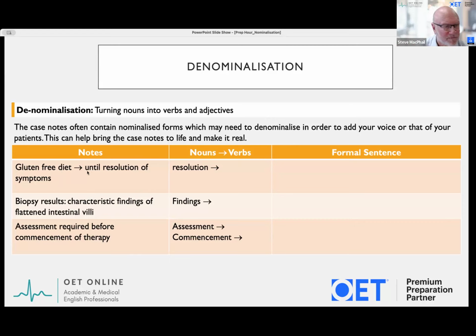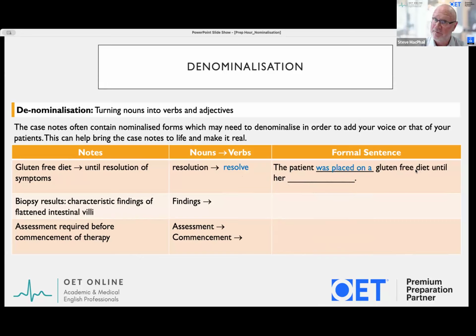Gluten-free diet until resolution of symptoms. So this patient must need this type of diet until resolution of the symptoms. So we can turn the noun resolution into resolve, and we can write the patient, now have a think about it, something gluten-free diet. So they haven't given a verb, we're going to have to add a verb. The patient was placed on a gluten-free diet.